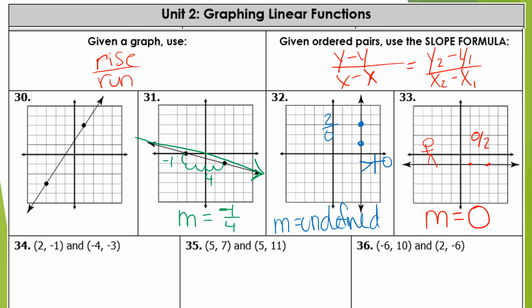If I have two sets of points, let's take a look at 36. A y value minus the other y value over the matching x value, subtract the other x value. Watch your signs, use a calculator if needed, and always simplify. M equals -2.